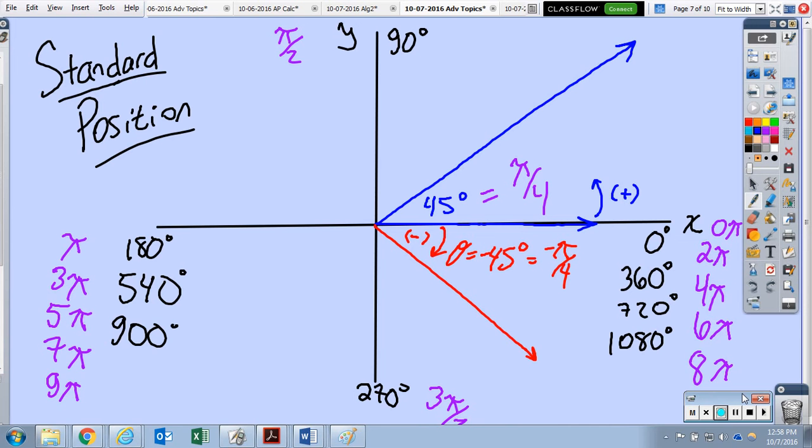So if you have the text and you want to follow along, we're talking about chapter 5.1, and this is drawing angles in standard position on page 487. This is like the beginning, the whole difference. This is talking about how to draw an angle in standard position. So we'll look at it piece by piece.